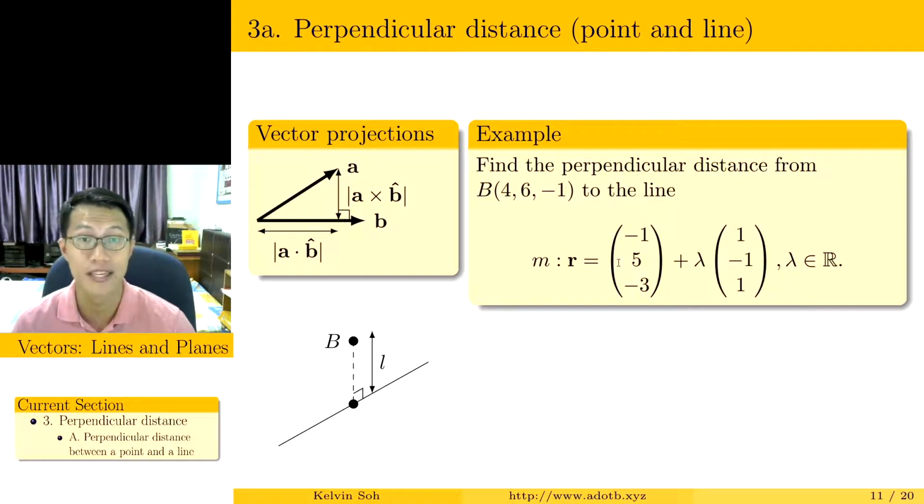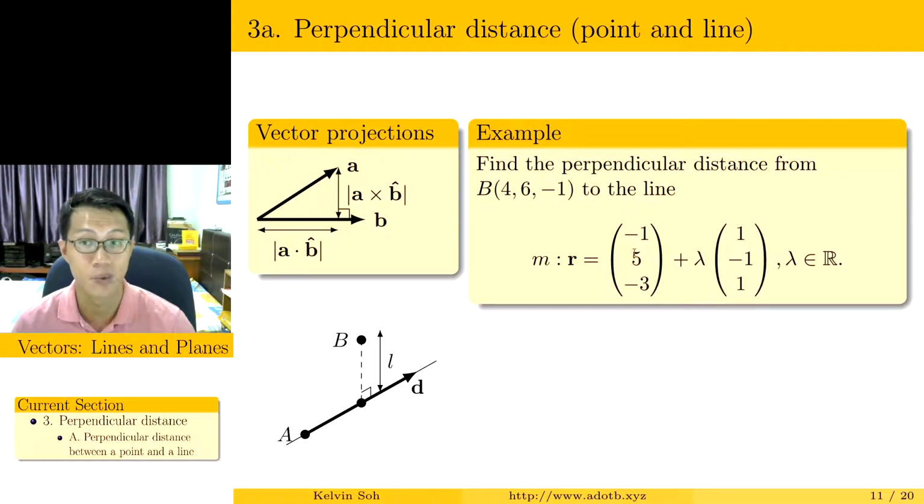Our equation of a line gives us two important ideas about this line. (-1, 5, -3), this first vector over here, is the position vector of a point on the line. Meanwhile, (1, -1, 1) is our direction vector. So let's put that into our picture. Let's call this point (-1, 5, -3) the point A, and we have a direction vector that's parallel to the line. So to recreate this picture, what we need to do is to join the points A and B together to form the vector AB.